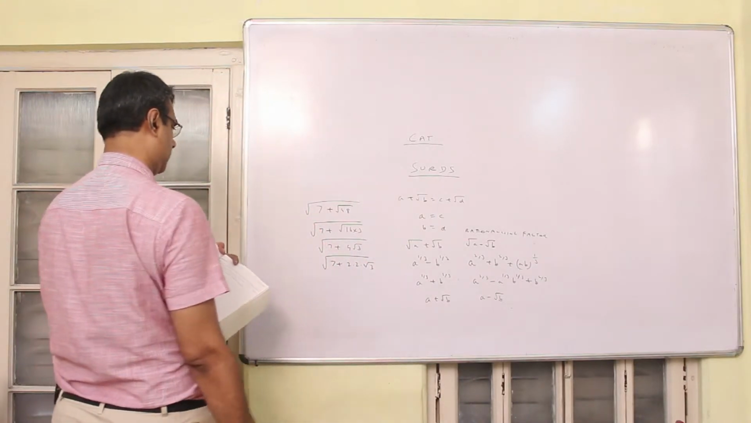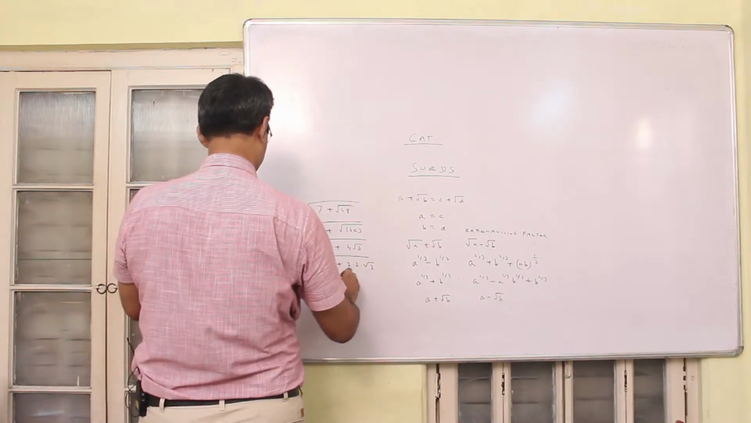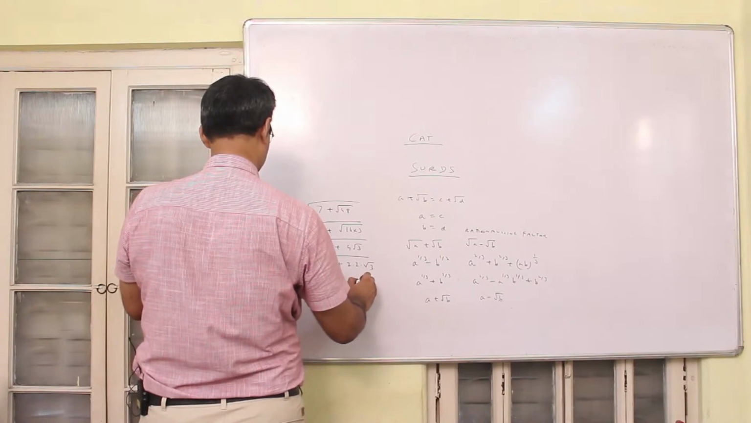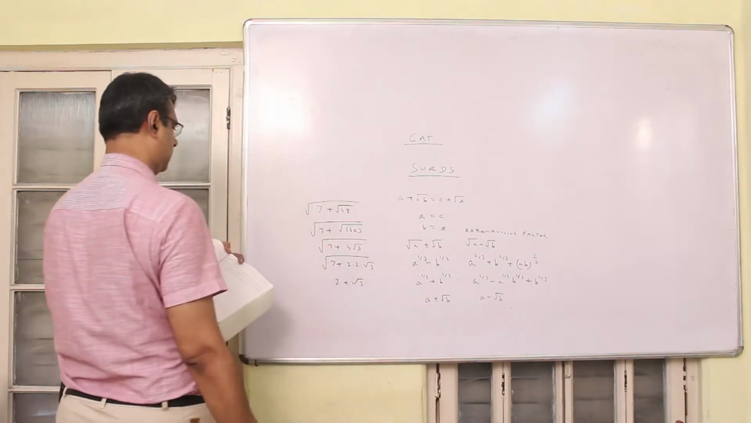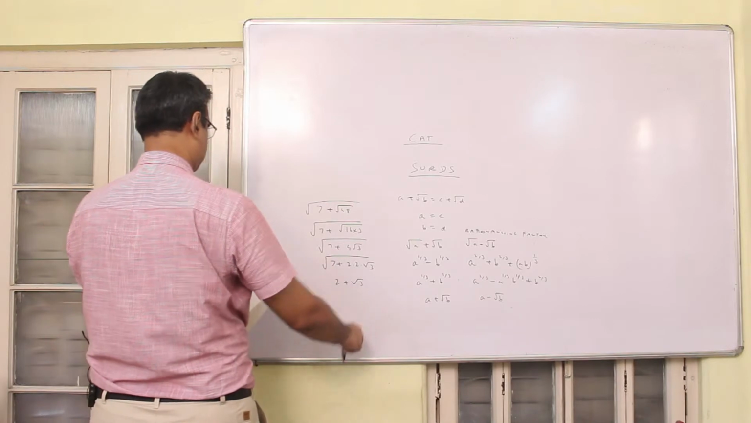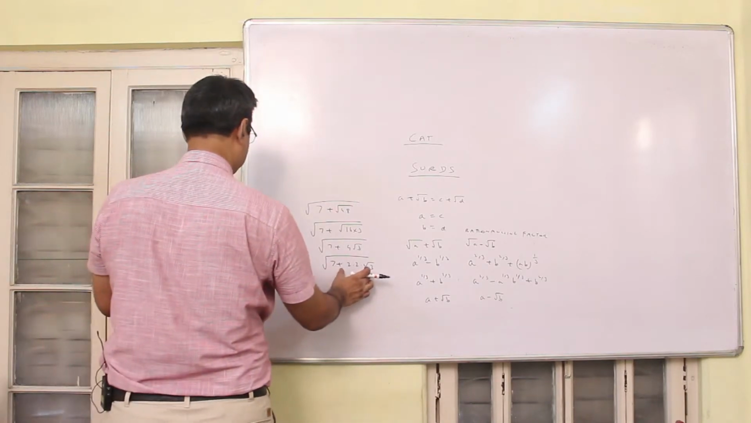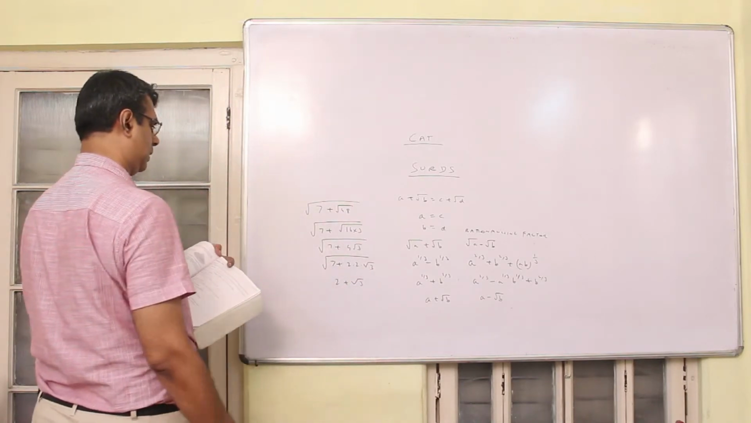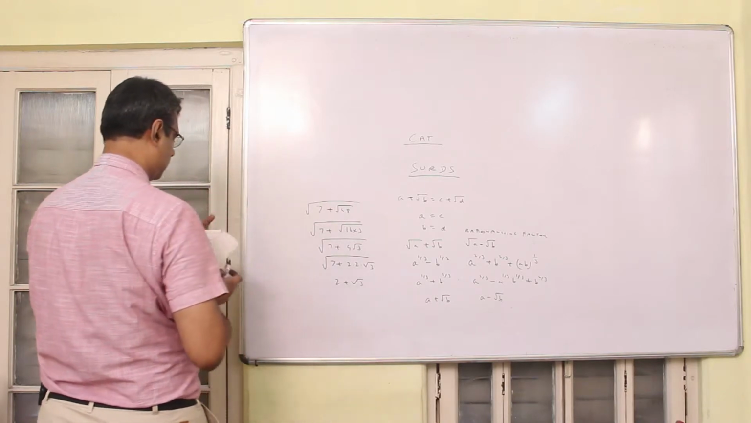So that will be root over 7 plus 2 into root 3. And you can see that the term inside the root is actually the square of 2 plus root 3. So the answer is 2 plus root 3.